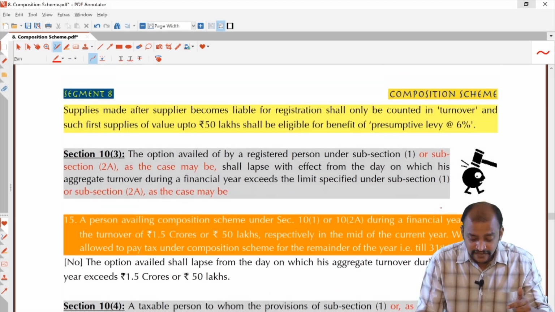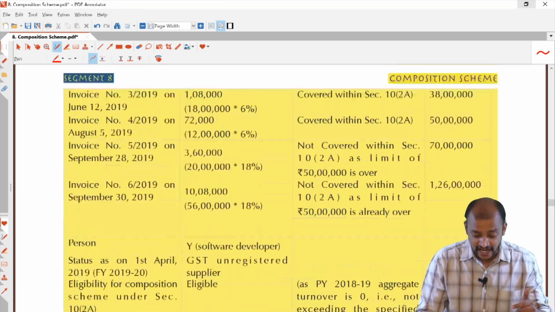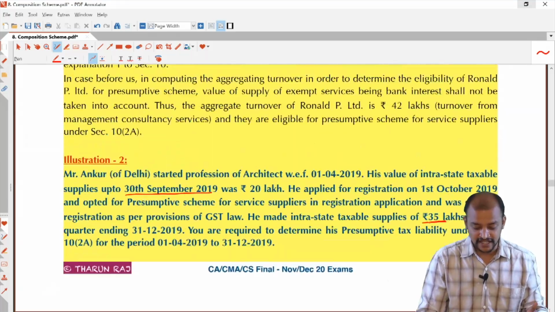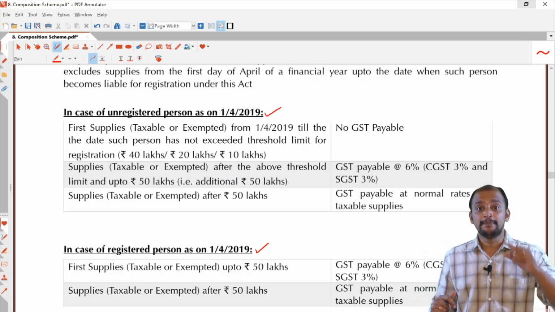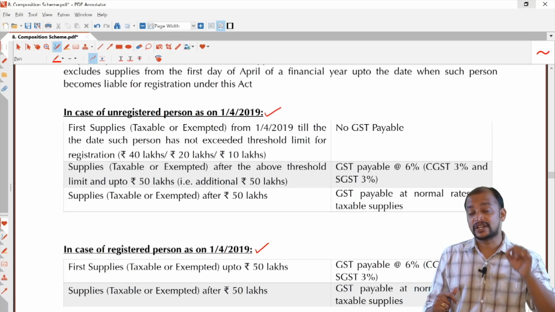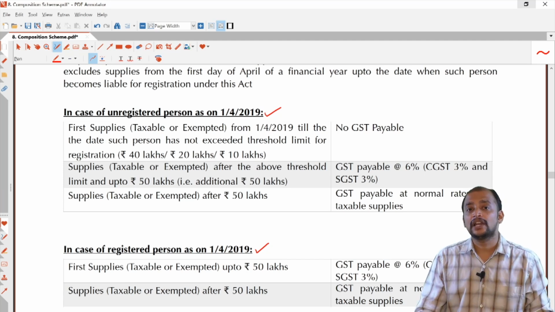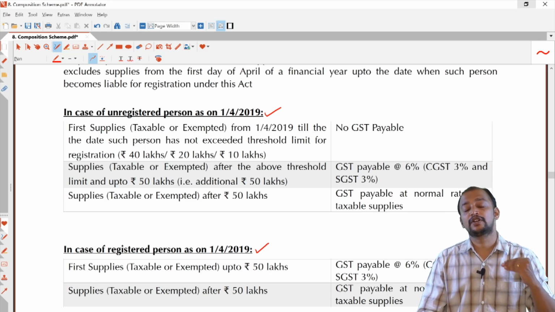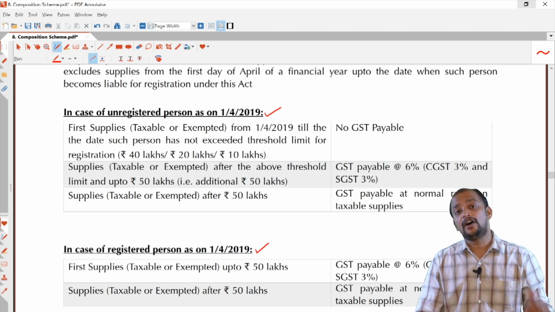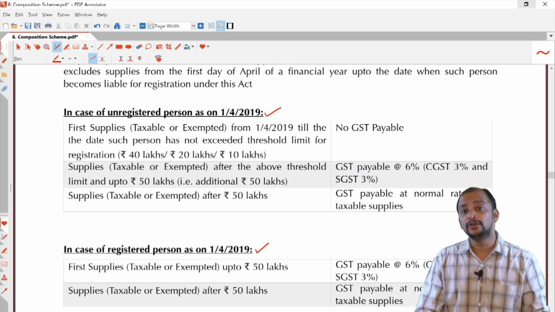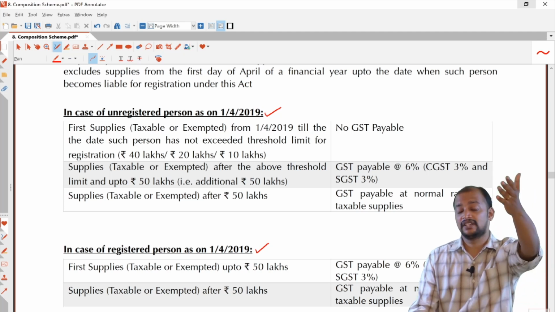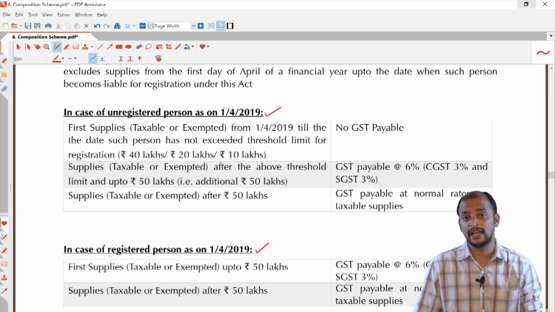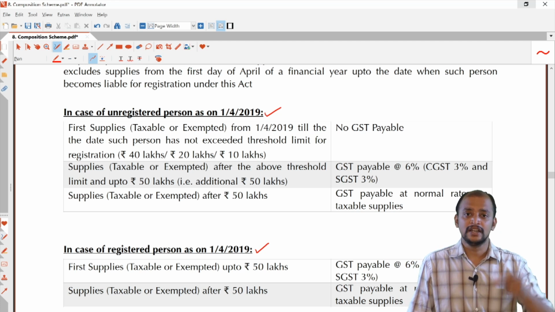Listen, what is that we discussed? Up to 50 lakhs, that is additional 50 lakhs. So here our interpretation is based on what? Based on explanation 2 to section 10, which says while calculating the turnover for payment of GST under 10 2A or 10 subsection 1, you need to exclude the first supplies from the first day of April till the date he is liable to pay GST, which means liable to get registered. So that should be excluded.